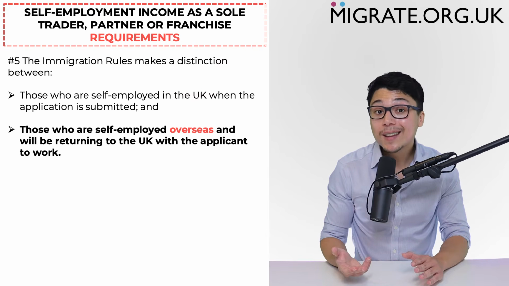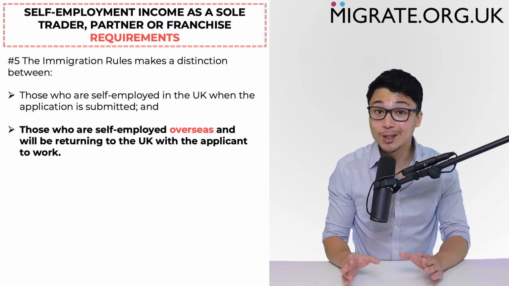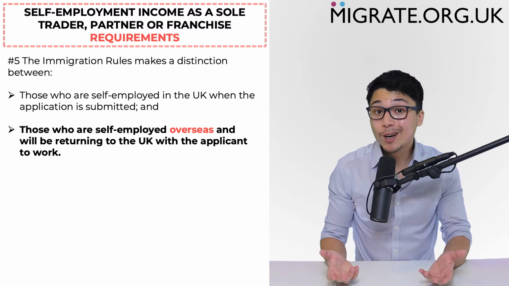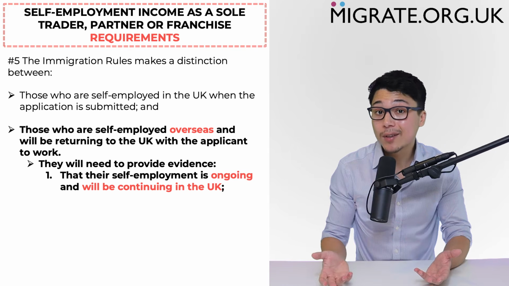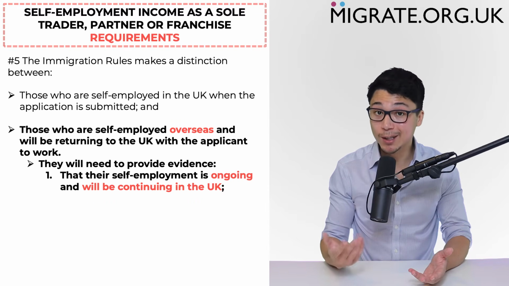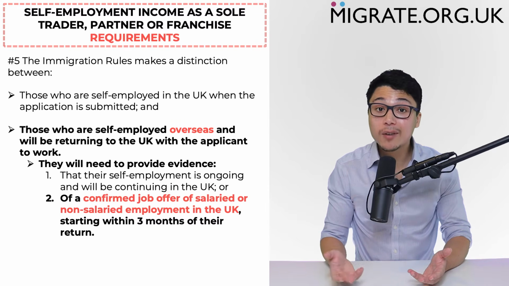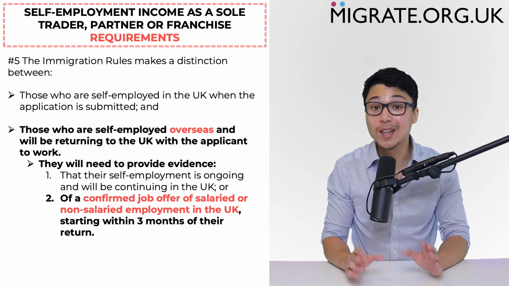Finally, the immigration rules make a distinction between those who are self-employed in the UK when the application is submitted, and those who are self-employed overseas and will be returning to the UK with the applicant to work. Those self-employed overseas who will be returning to the UK with the applicant to work will need to provide evidence of either 1. that their self-employment income is ongoing and will be continuing in the UK, or 2. a confirmed job offer of salaried or non-salaried employment in the UK starting within 3 months of their return.